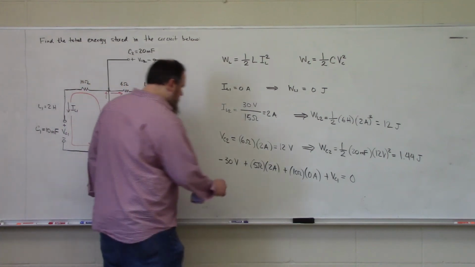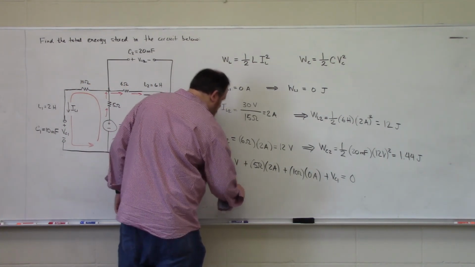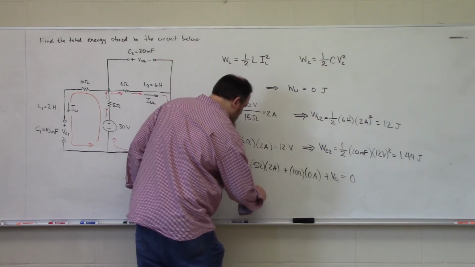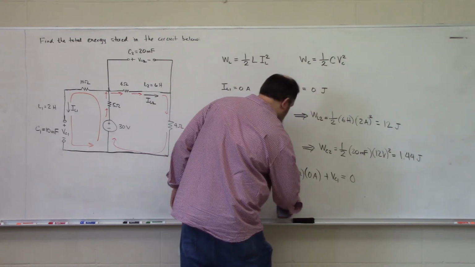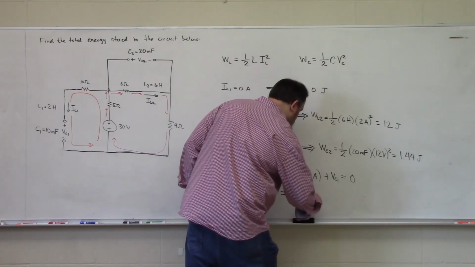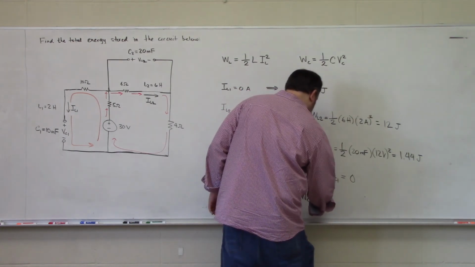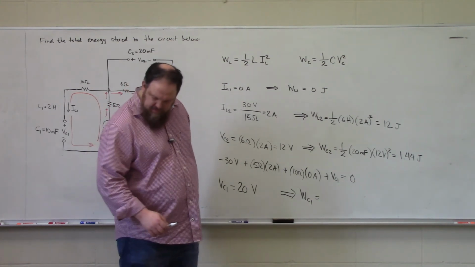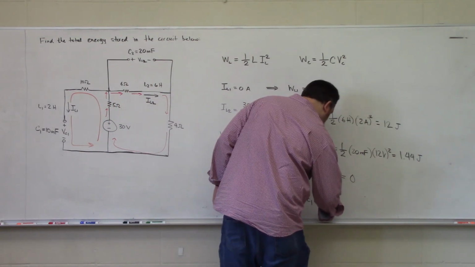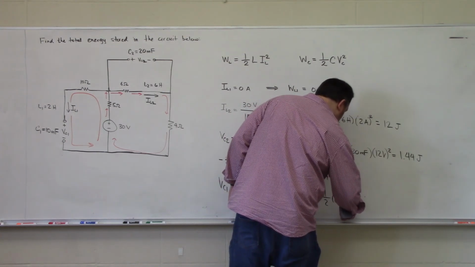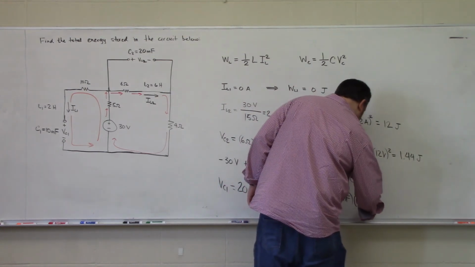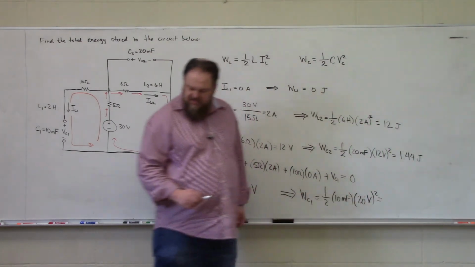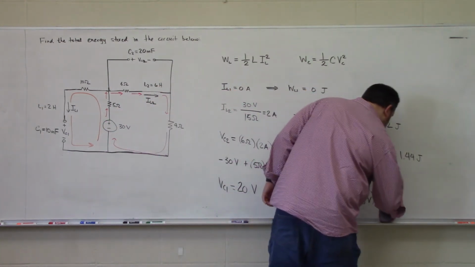So I can rearrange this and find that VC1 is equal to 30 minus 10, which is 20 volts, and thus the energy stored by capacitor C1 is equal to 1/2 times 10 millifarads times 20 volts squared, which gives me 2 joules.